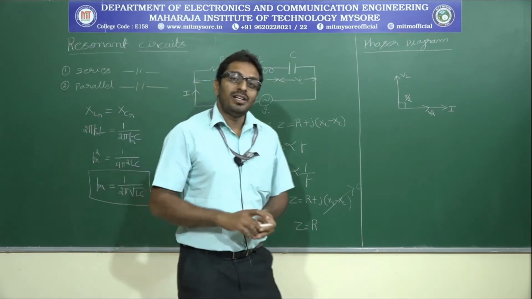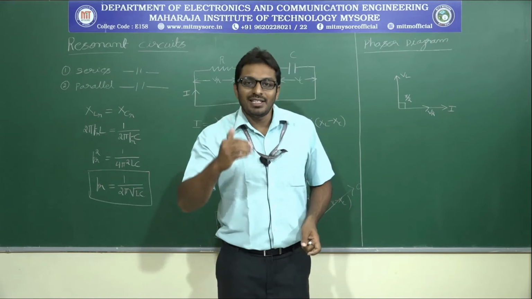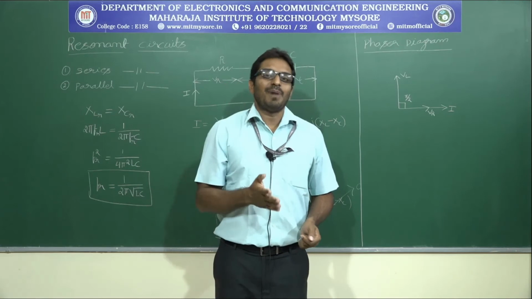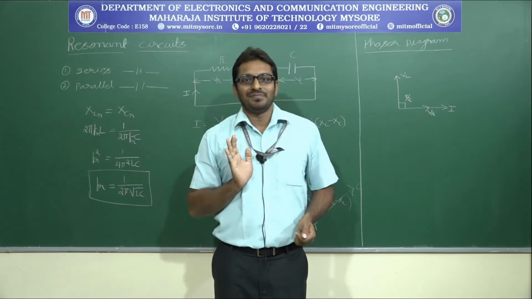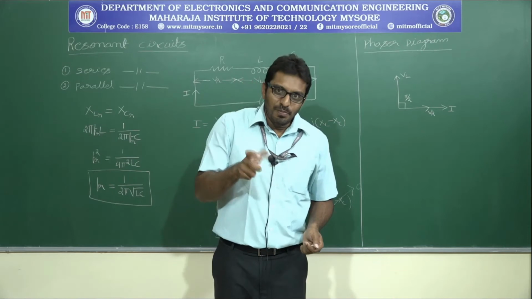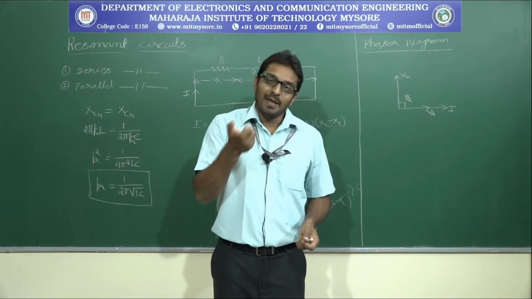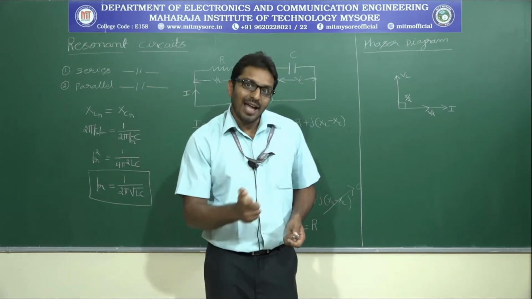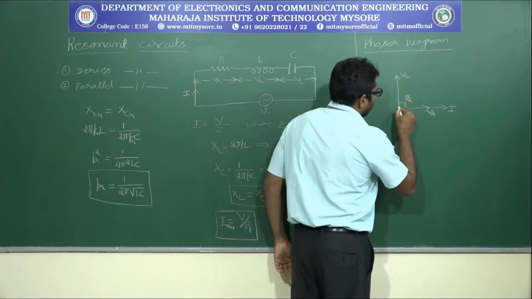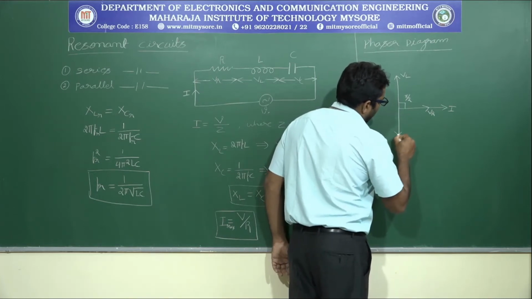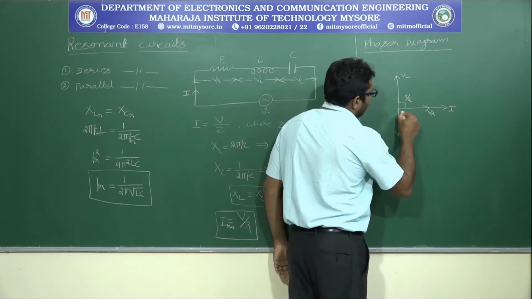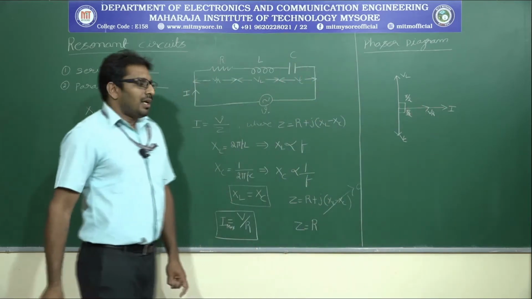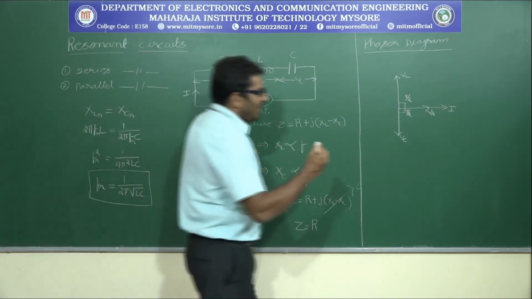Next VC. What is VC? Voltage across capacitor. See, when AC is applied across a capacitor, current is leading, because the circuit behaves like a capacitive circuit. In a capacitive circuit, current is leading, voltage lagging by an angle pi by 2. This is VC, lagging by an angle pi by 2. Is it clear?